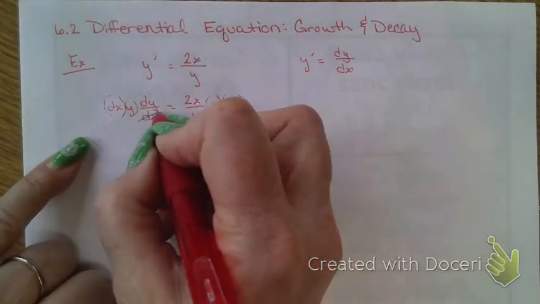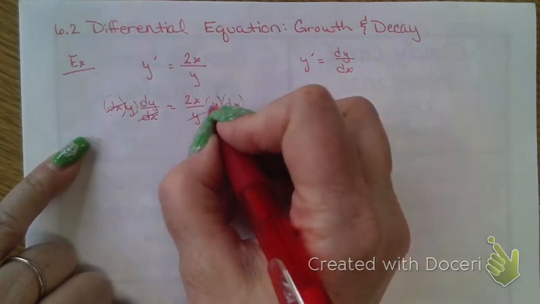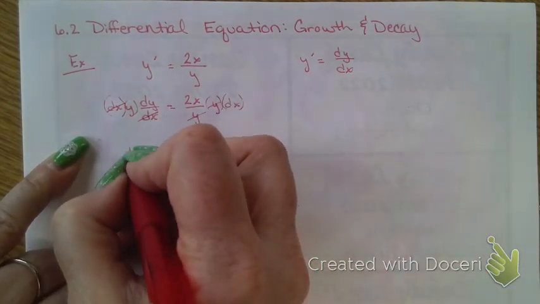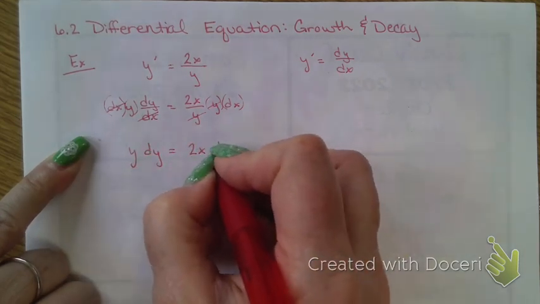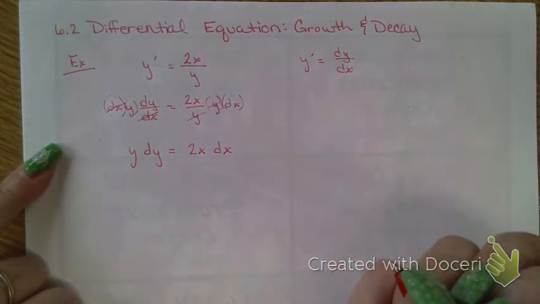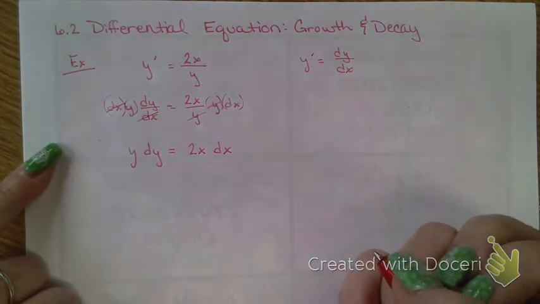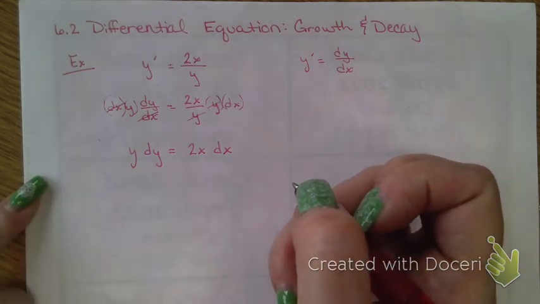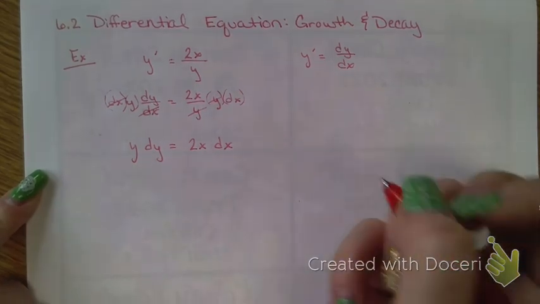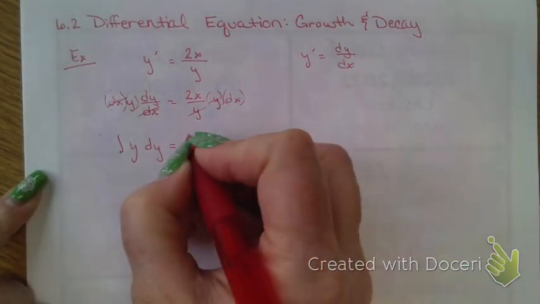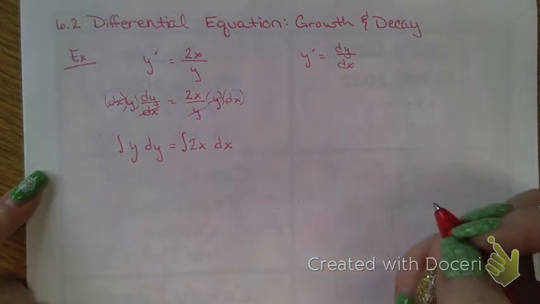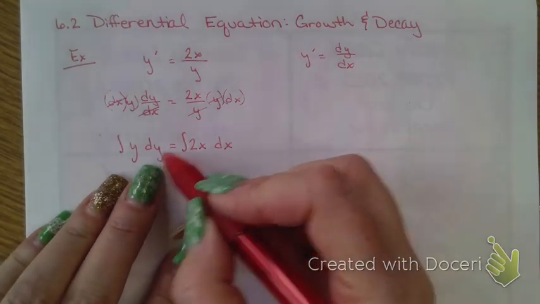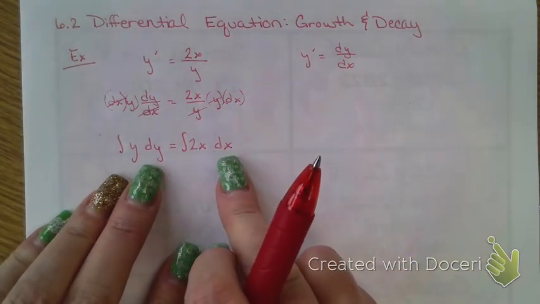Okay, so on the left, the dx's reduce. On the right, the y's reduce. So I have y dy equals 2x dx. Following what's going on? Okay, so I need to get rid of a derivative. So how do you undo a derivative? Integrate. So I'm going to integrate both sides. Now on the left, we're integrating with respect to y, and on the right, we're integrating with respect to x.